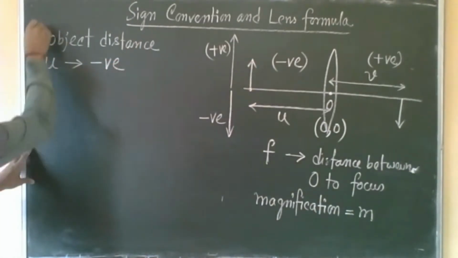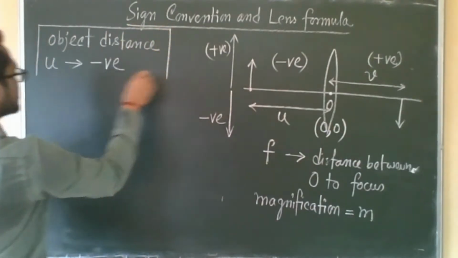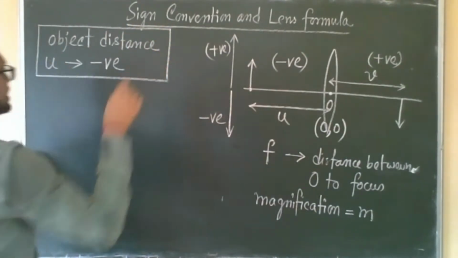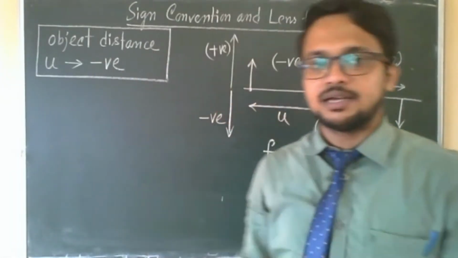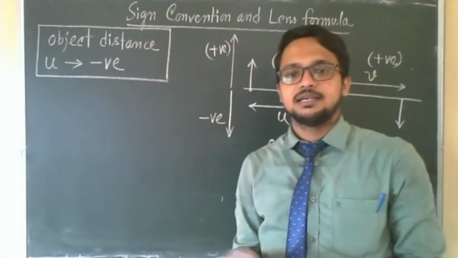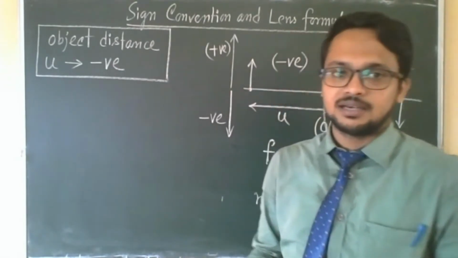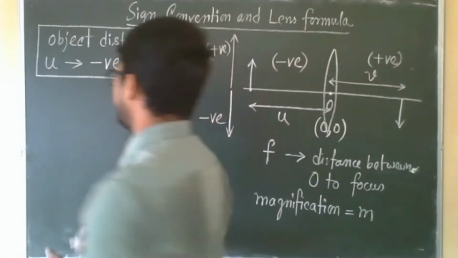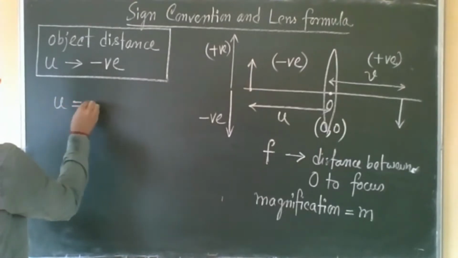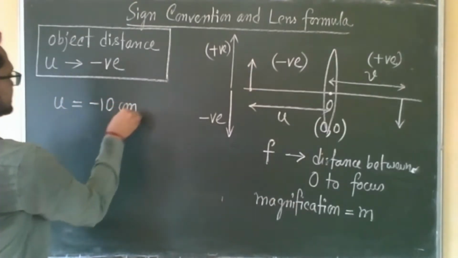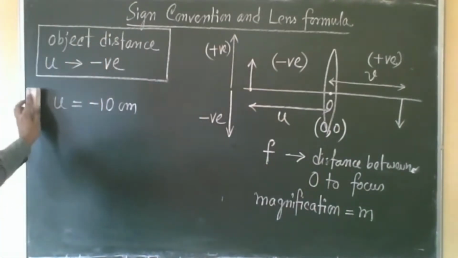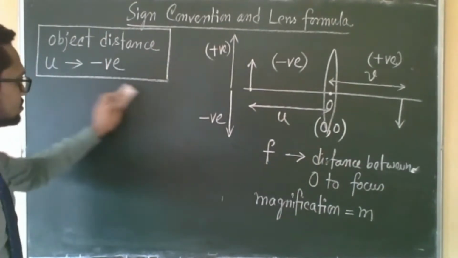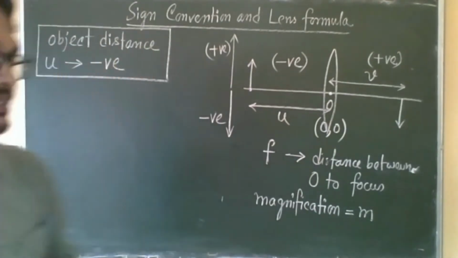And this is true for all the cases, for all the lenses. This one will not change. Whenever you solve any numerical, you will always take u negative. Suppose object distance is given as 10 centimeter in the question, so you will take u equal to minus 10 centimeter. Object distance is always negative. Clear? Now come to image distance.